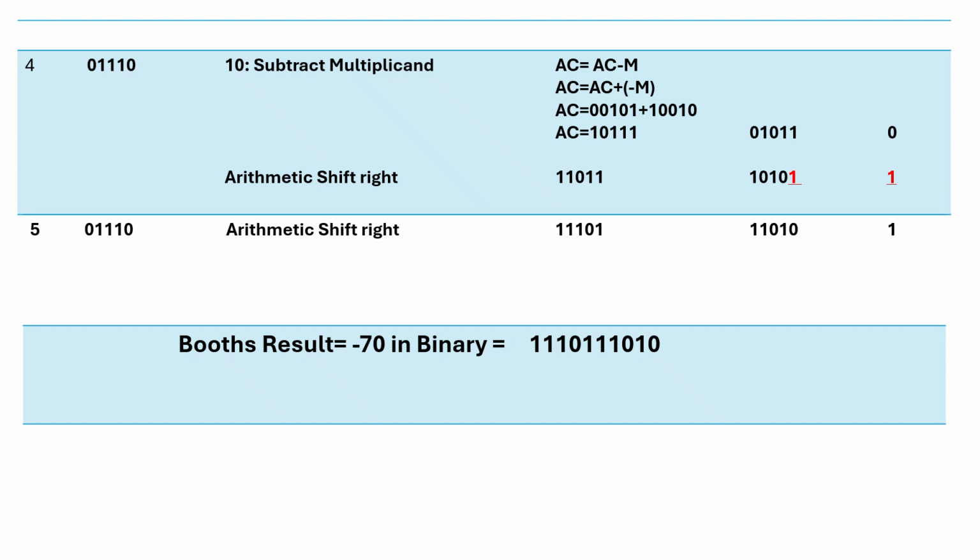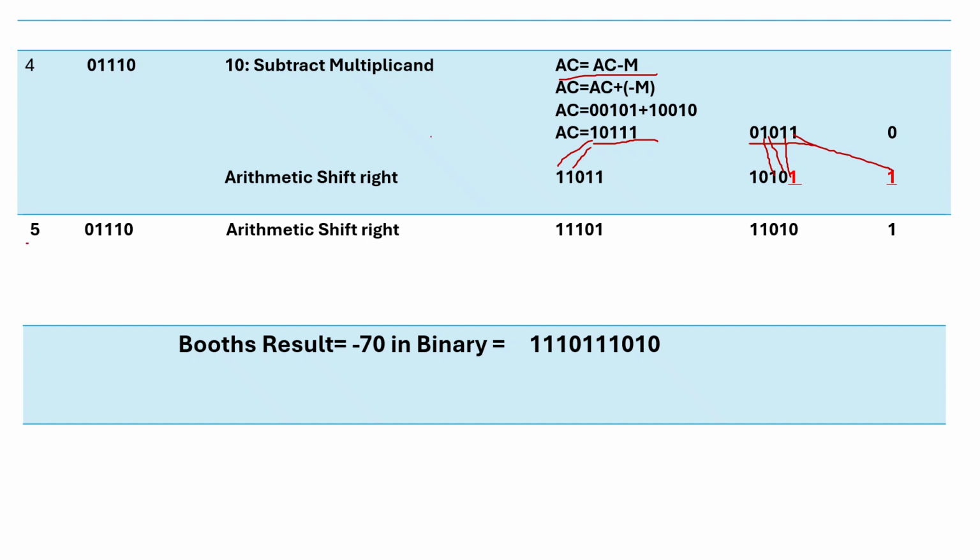In the fourth iteration, we are getting 1 and 0. Whenever there is a 1 and 0, we perform AC equals AC minus M. So the result will be 10111, and Q will be the same, which is 01011. Again we shift all the bits towards the right side, and at the end the MSB 1 will come 2 times. So we are done with the fourth iteration.